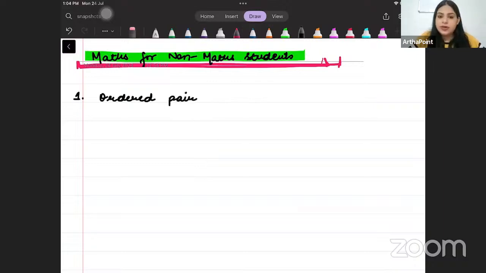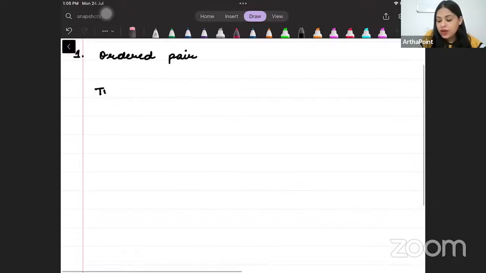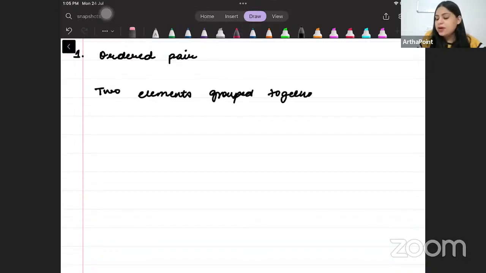What is an ordered pair? For an ordered pair, what do I want? I want two elements A and B, and if these two elements are grouped together in a particular order, then they represent an ordered pair. Okay? So let's write this down. Please write it with me. Any two elements which are grouped together in a particular order, that is called an ordered pair.